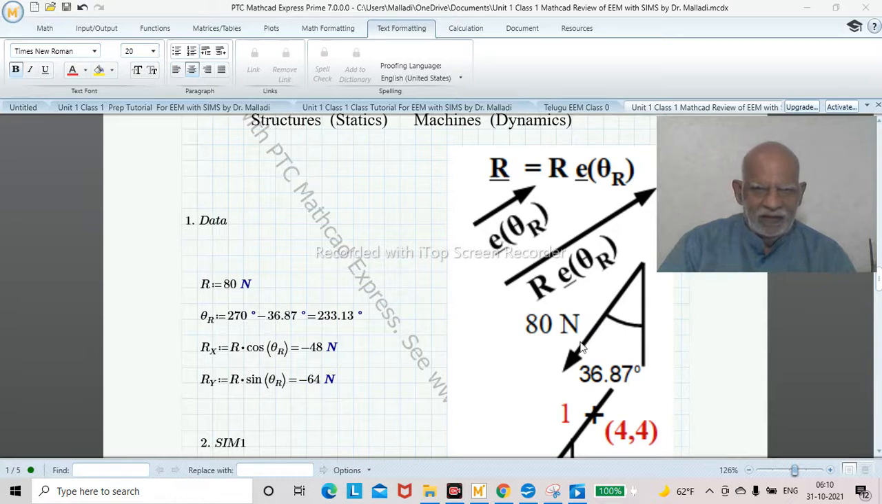Okay, now I'm representing a vector of 80 newtons at an angle of 36.87 from the vertically down axis. So theta r is equal to 270 minus 36.87, because it is clockwise here. So this, you get this.